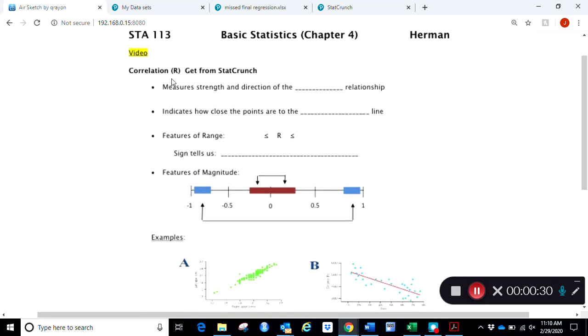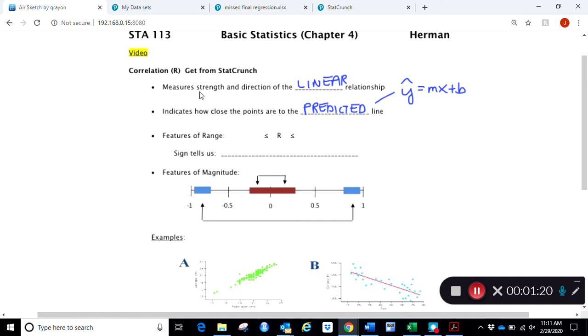Correlation is going to be labeled as the symbol R, and it measures the strength and direction of a linear relationship. When we say linear, we're implying again a straight line. So if I have a curved relationship, correlation is not going to be a measure I would want to look at. It indicates how close the points are to our predicted line. When we talk predicted line, we are talking about that y hat equals mx plus b equation that we talked about with regression. So it's measuring how close the points are to that line that we're putting over the data set.